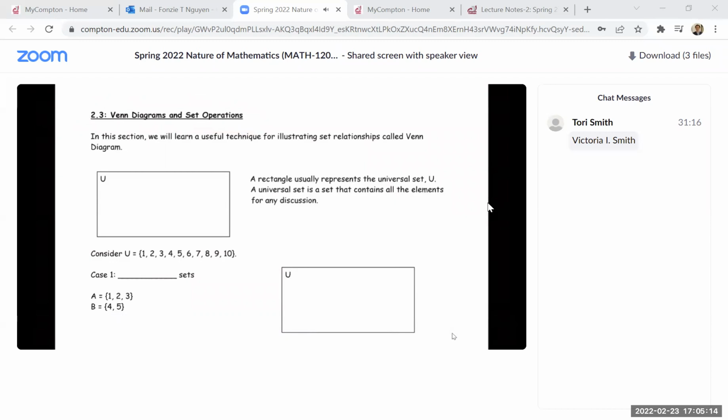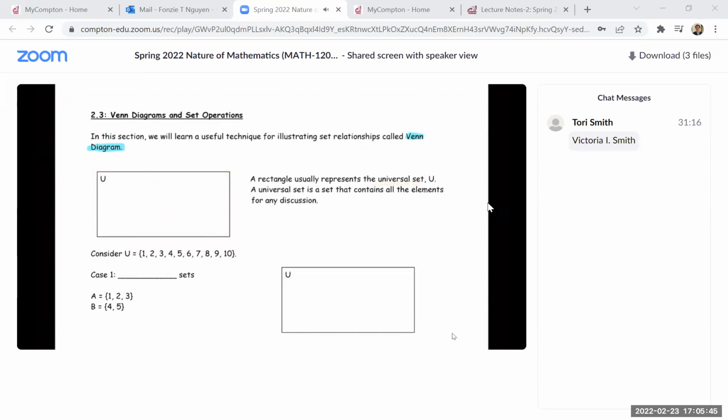All right, so this one says Venn diagrams and set operations. In this section, we will learn a useful technique for illustrating set relationships called Venn diagrams. Has anyone heard of a Venn diagram? It's like when you have a rectangle and then you have circles, and the circles represent the sets. So you'll see a rectangle usually represents what's called the universal set. So this is a universal set.